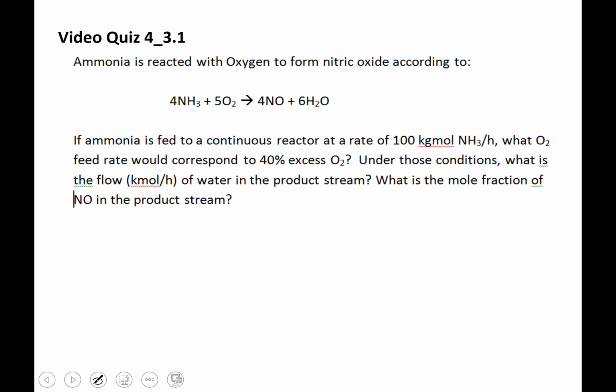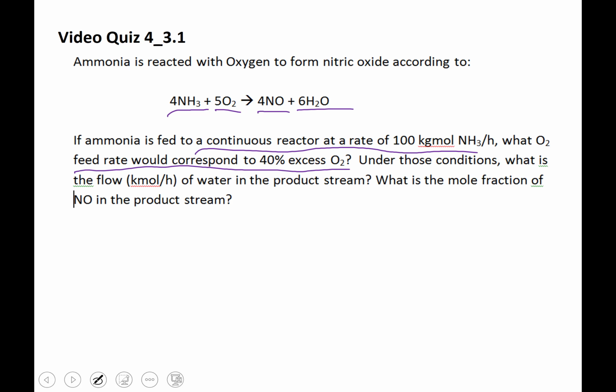So the first assignment is this quiz. Ammonia is reacted with oxygen to form nitric oxide. This is ammonia plus oxygen, forms nitric oxide and water. So here are the numbers. If ammonia is fed to a continuous reactor at a rate of 100 kilomoles of ammonia per hour, what O2 feed rate would correspond to 40% excess O2?